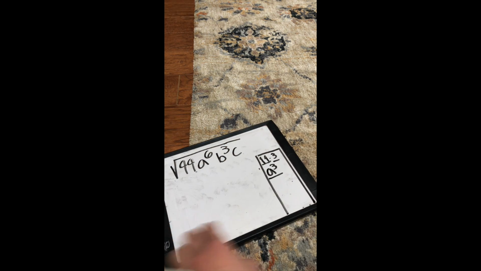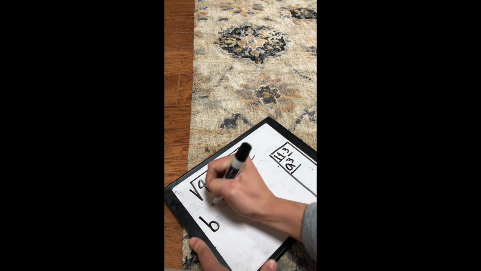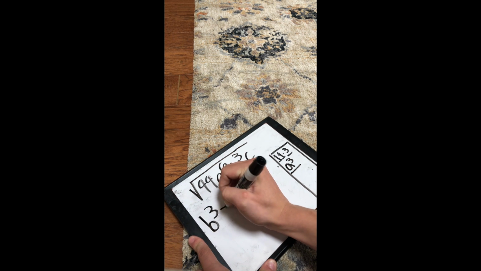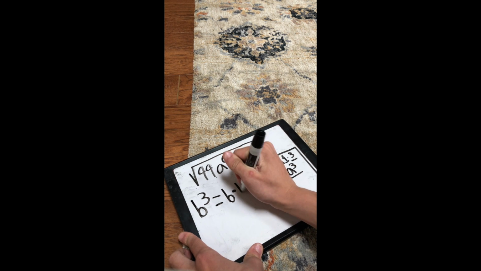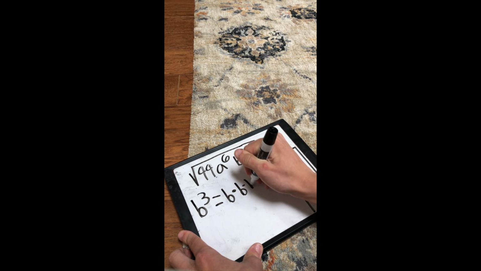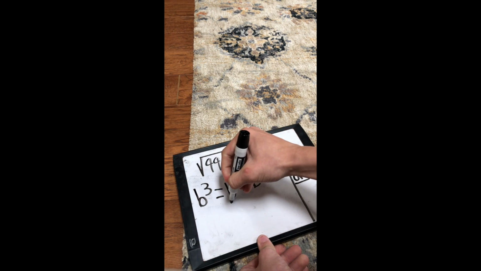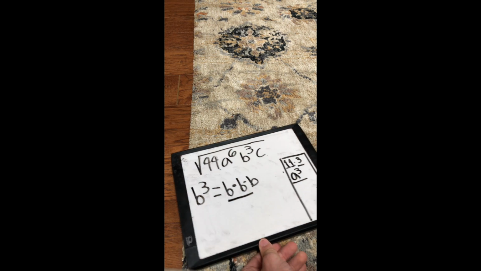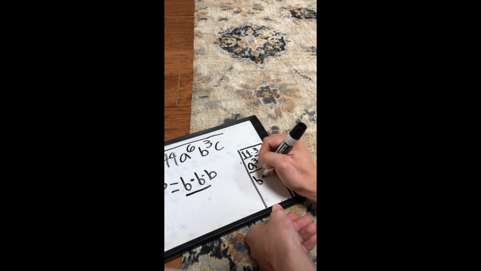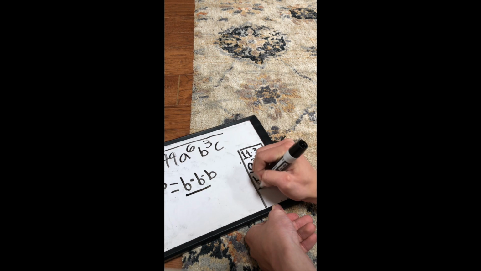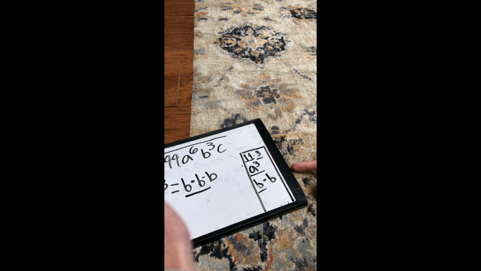The next part that we're going to simplify is our b cubed. So I'm going to go ahead and write b cubed here. And b cubed is the same thing as saying b times b times b. So again, we're going to look for our pairs, and in this instance, we only have one pair. So I'm going to write that over here as b times b, but I'm going to underline that b because that b is that pair, means it goes on the outside of the radical.